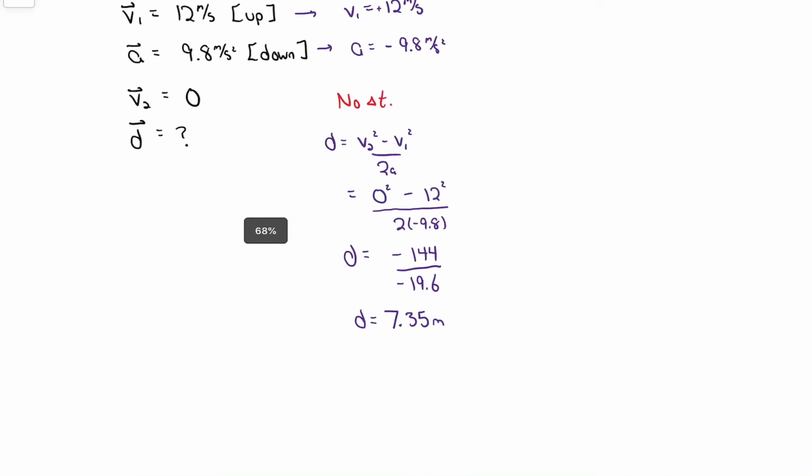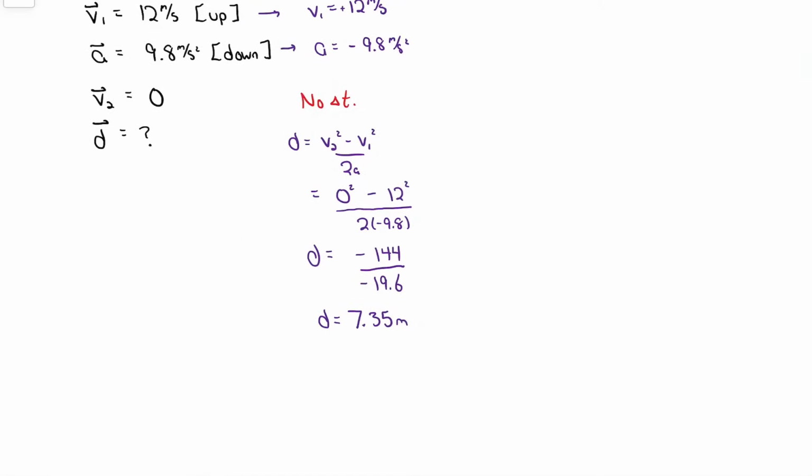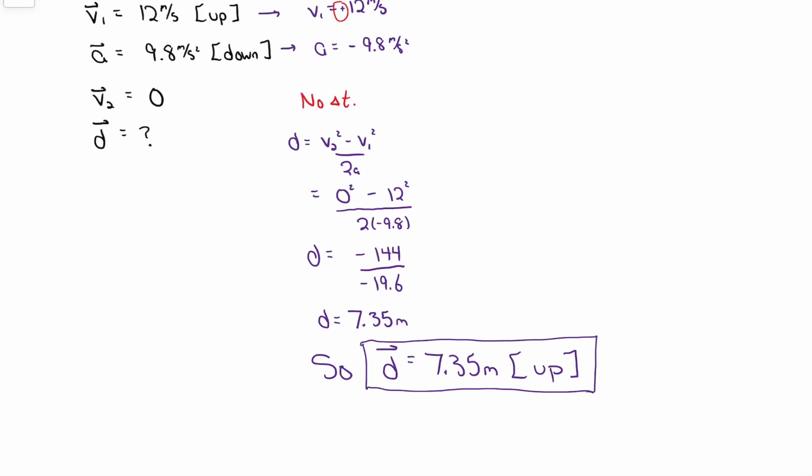Everything was given in kind of vector notation with square brackets, so we should end that way. So to finish that off, let's put it in vector notation. D with a hat is 7.35 meters. Because it's a positive number, and way at the beginning we made up to be the positive value, I know that this has to be pointing upward. So the displacement of the ball is 7.35 meters up. Or technically the way it's worded, it said how high did the ball go? The ball went 7.35 up.